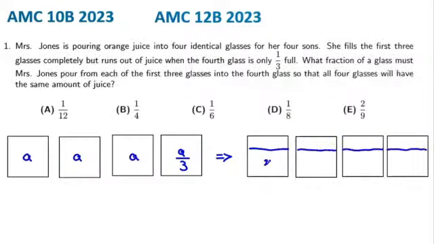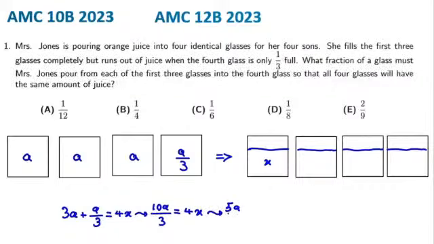Suppose each of them be X. First, we should see X is what? A plus A plus A, 3A plus A over 3 equals 4X. So if we consider common denominator, 9A plus A, 10A over 3 equals 4X. Now, if we divide both sides by 2, then 5A over 3 equals 2X. If we divide both sides by 2, 5A over 6 equals X. So each of them should be 5A over 6.